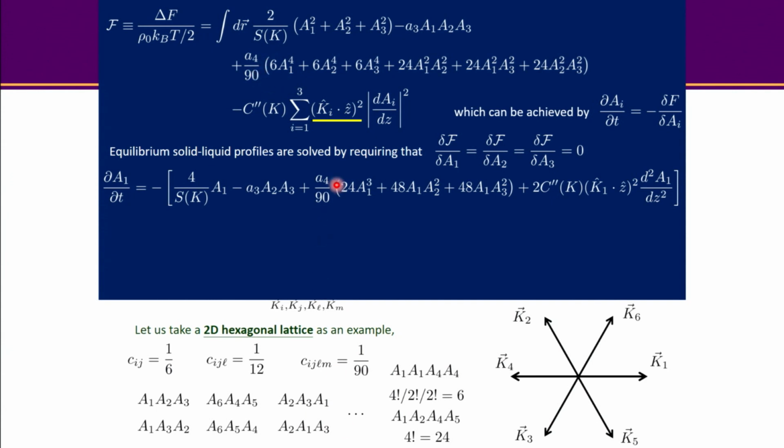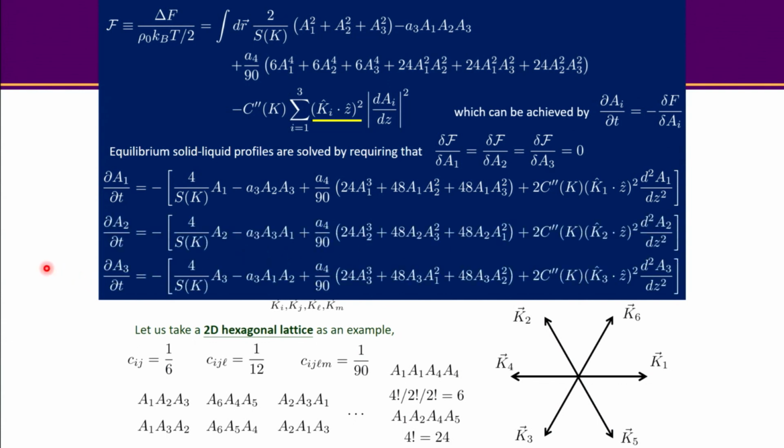So I still reserve that A4 divided by 90 factor. But here you see I immediately get 24 A1 cubed. And I will have 2 more contributions here. I will have a factor of 48 times A1 A2 squared. That's here. You have 48 times A1 A3 squared. And the square gradient term is going to give me a second derivative and one extra 2 prefactor because this is 2 here, right? And this minus becomes plus. The rest basically does not change. So similarly, you can write down the others, okay?